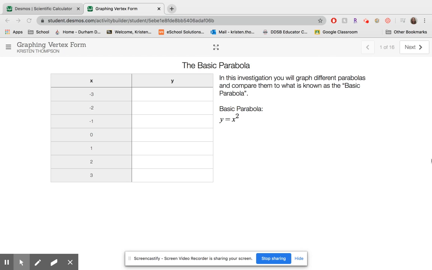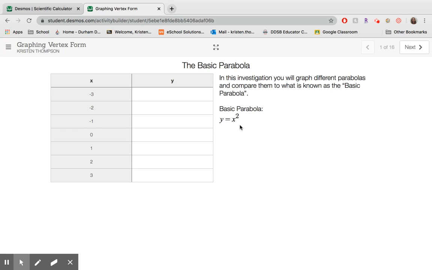Hi everyone. For today's lesson, I'm going to go through Desmos and how to graph the basic parabola, how to graph any of the transformations within a quadratic function. So let's start with the basic parabola. The basic parabola has the formula of y equals x squared.